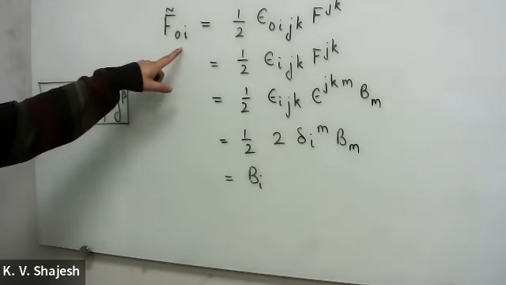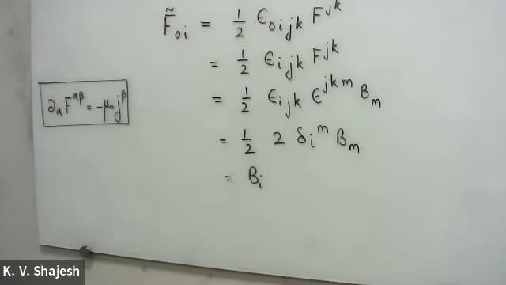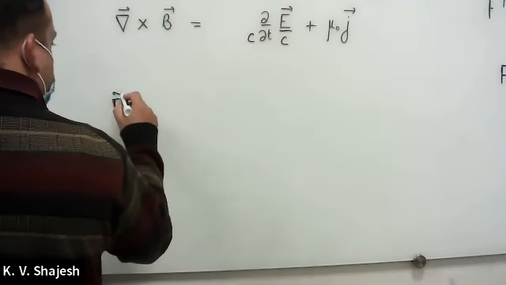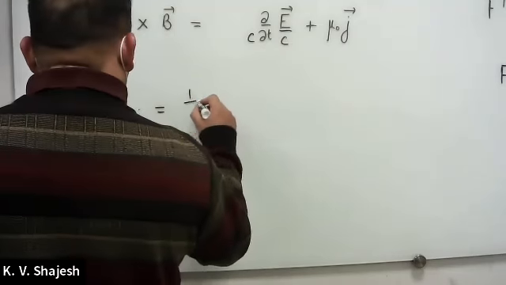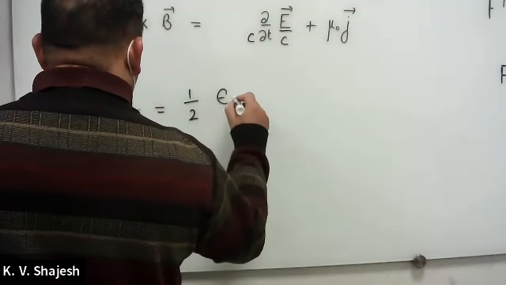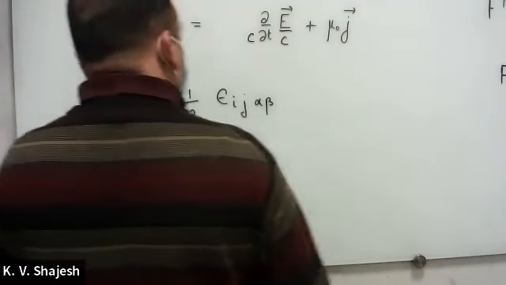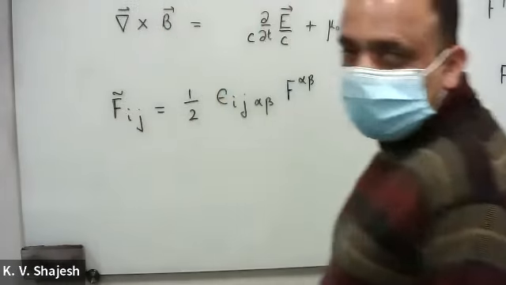So we are to show now what is the ij component of this. That's all. Right. So let's show the ij component of this. So the dual tensor Fij is equal to 1 by 2 epsilon ij, with alpha beta, or mu nu, F alpha beta. Great.